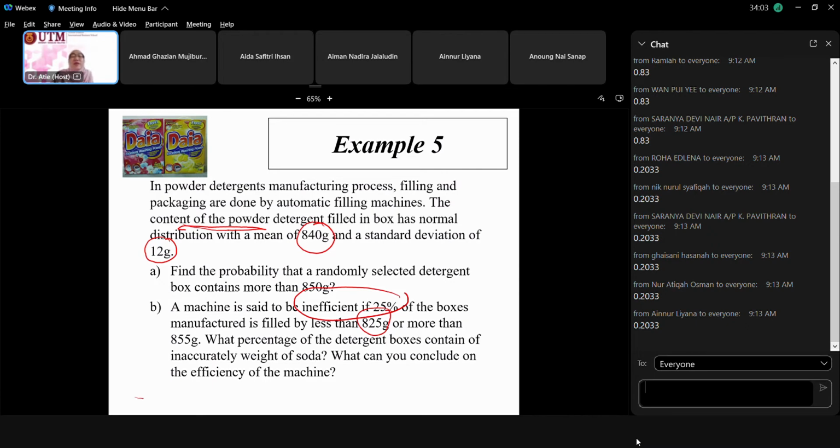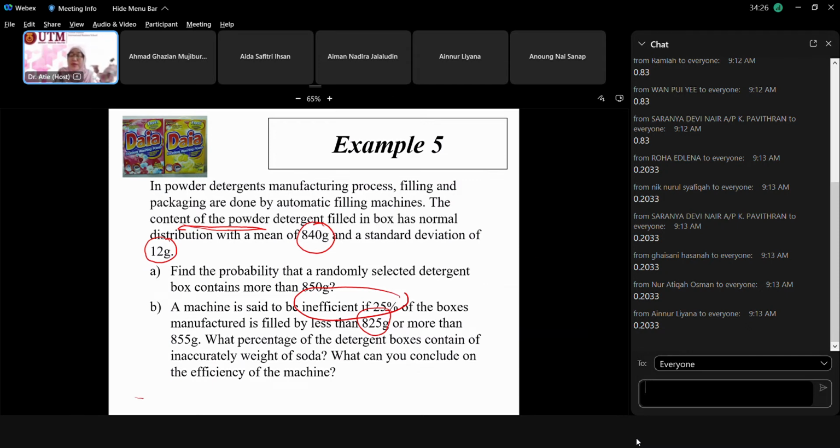What can you conclude on the efficiency of the machine? When we want to make a conclusion, if the percentage that we found from the probability is more than 25%, then we can say that the machine is inefficient. It should be thrown away in the sea, right?